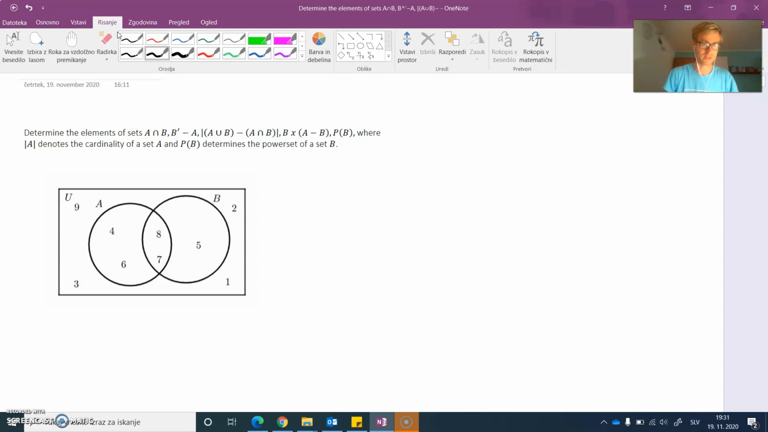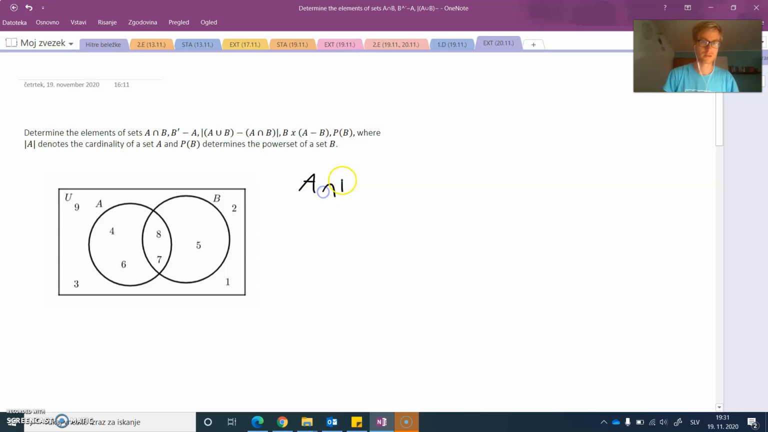So determine the elements of sets A intersection B, then B dash without A, and so on. So A intersection B, this is basically a set that contains the elements that both A and B have, meaning the elements that they have in common. In this case here, those are the ones, so 7 and 8.